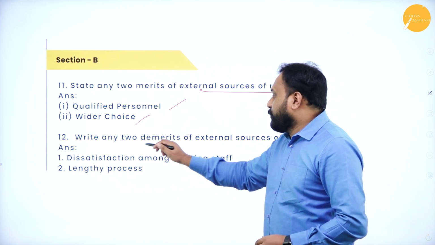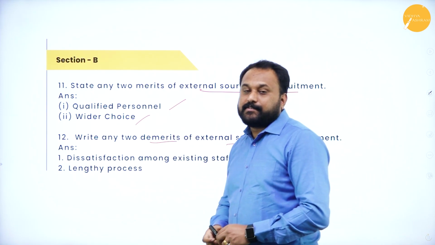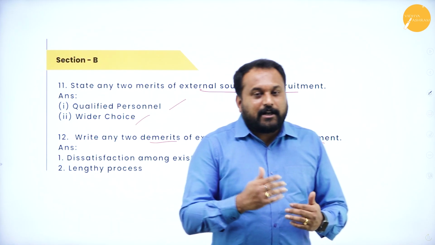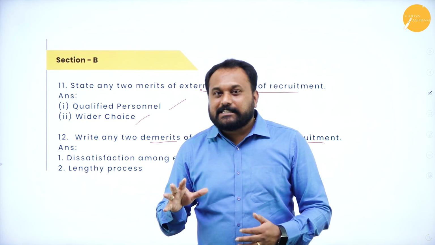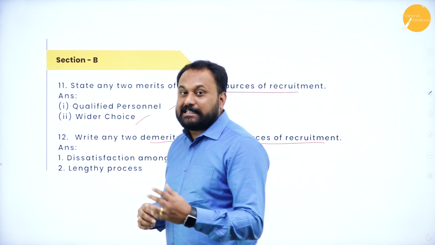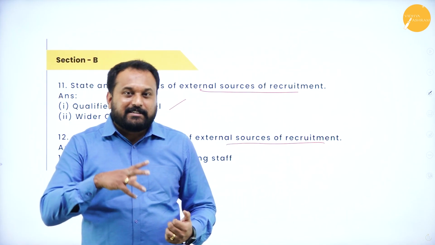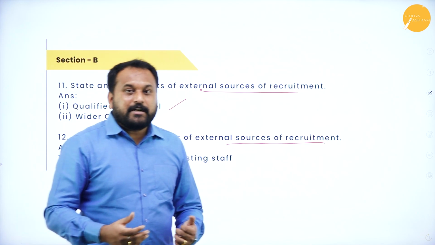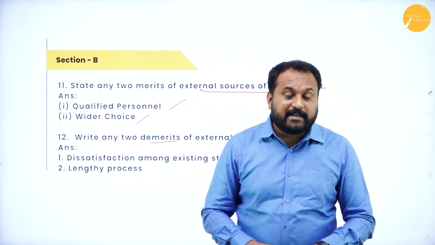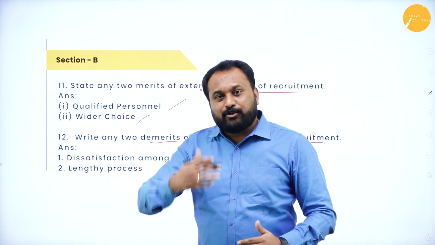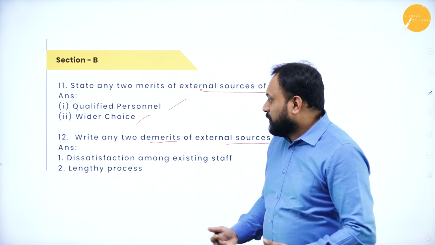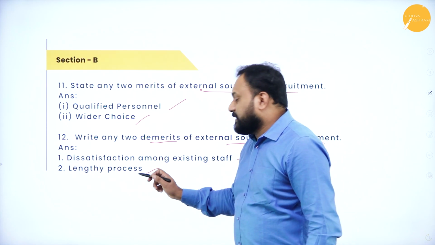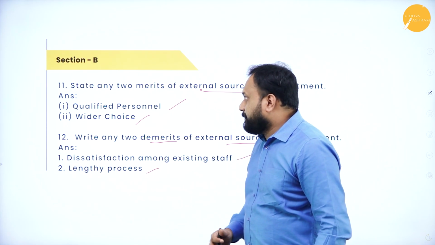The next question here: write any two demerits of external source of recruitment. See, the demerits of external source which you need to write are very simple. I'll just give you a hint. There are already people who are employees in the organization, isn't it? Whenever the organization makes an external recruitment, there is always a burning sense among the internal people, that is, the people who already exist as employees. That is a demerit. And one more thing, external recruitment is a very lengthy process. Again, you need to scrutinize everything and look forward. So the first one is dissatisfaction among existing staff, and the second one is a lengthy process. So these are the two demerits.